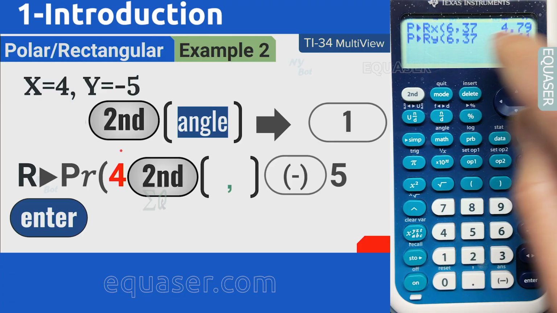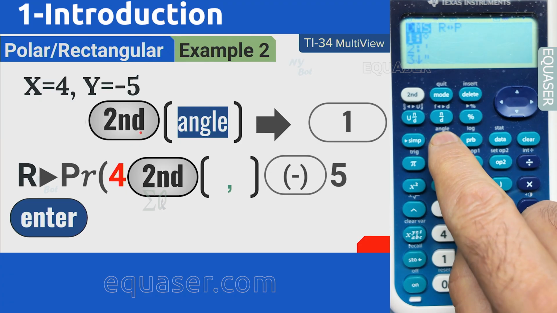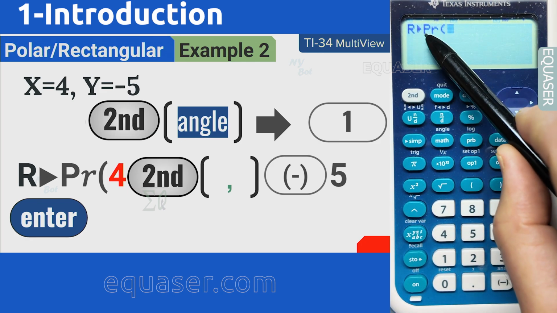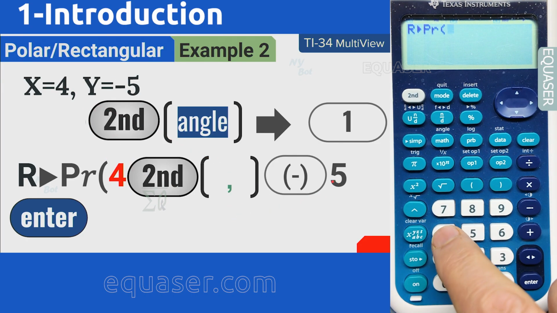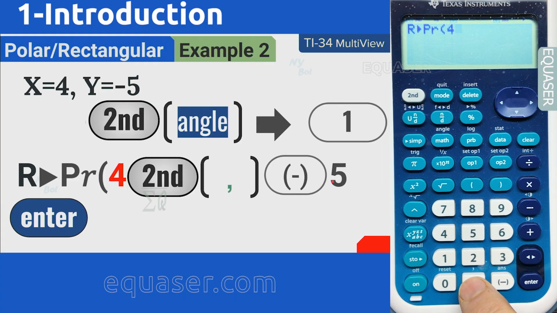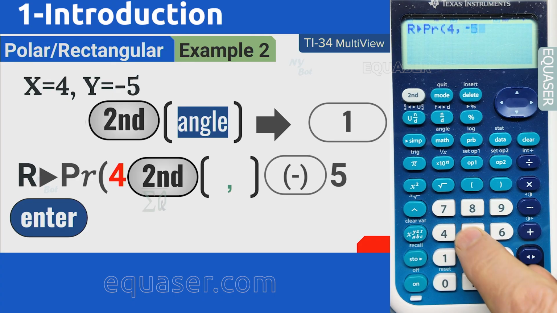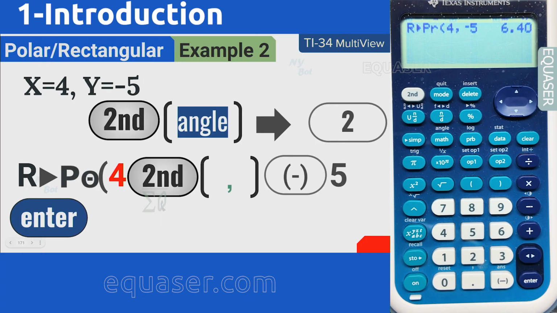Now we can do clear here. Second function angle, go to the right, and then 1. This says rectangular to polar, get r. Now enter the value 4, and then comma -5. So 4, second function comma. For minus, we press this button, -5. That gives us the magnitude, and we get r.